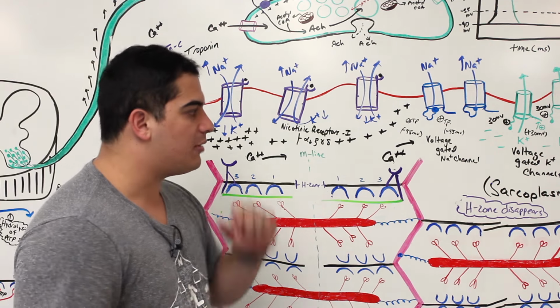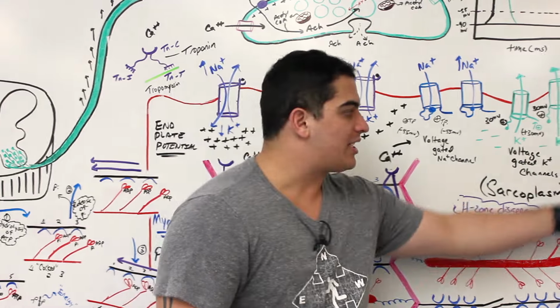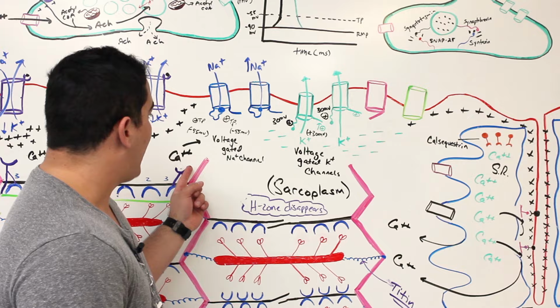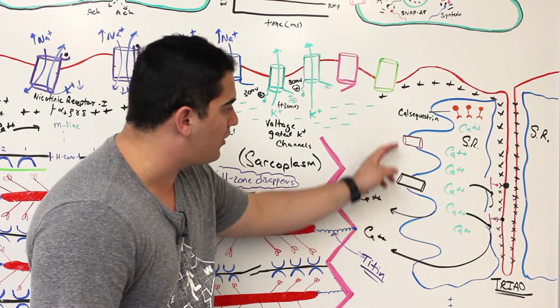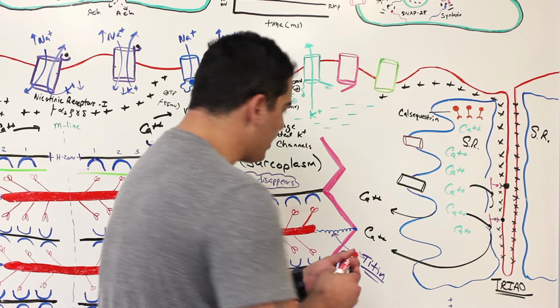So now the calcium leaves. The question is, where does it go? Remember I told you the sarcoplasmic reticulum was like, hey, buddy, come home. We need you guys to come home. So calcium is going to come over here. There's two special transporters on the sarcoplasmic reticulum membrane. One of them is really cool.